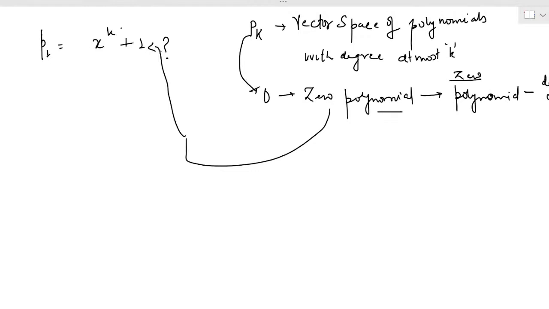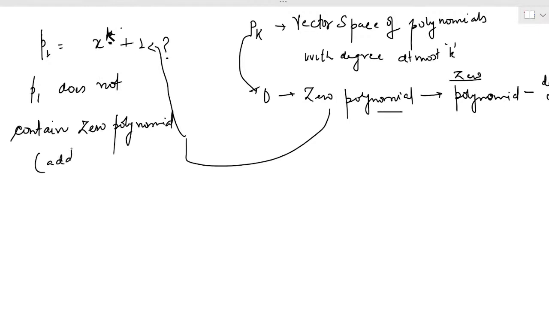Is it contained here? No, clearly no, because it contains all the polynomials with degree k. It cannot contain the zero polynomial. So P1 does not contain the zero polynomial. And since it does not contain a zero polynomial, it does not contain the additive identity. And since it does not contain an additive identity, what does it imply?